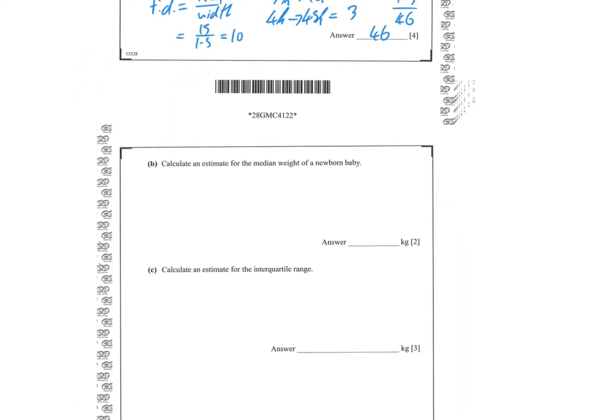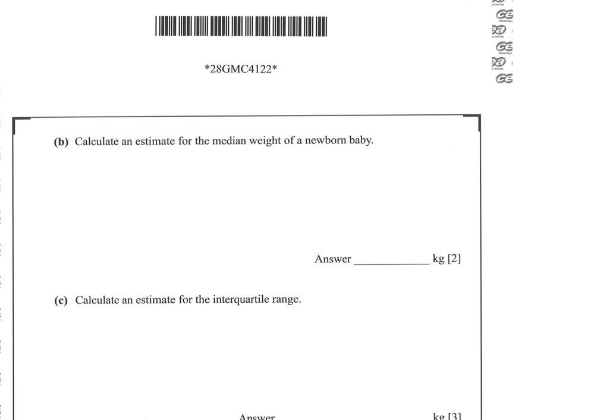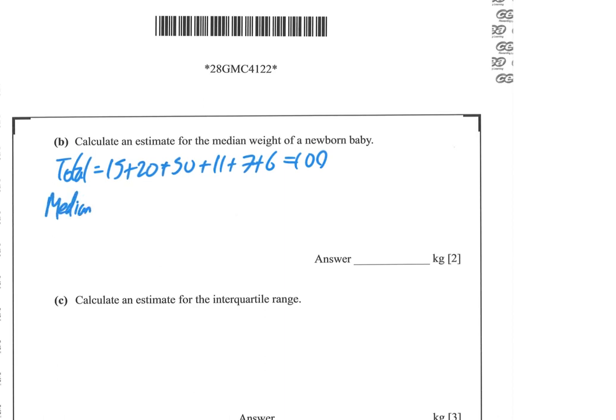Okay, the next one says calculate an estimate for the median weight of a newborn baby. Okay, your total, if you add everything up, first of all, you had 15 plus 20 plus 50 plus 11 plus 7 plus 6, which is 109. Now, there's 2 ways you can find the median, and both of them they will accept. The median, you can either do just 109 divided by 2 in this case, which is going to be equal to the 54.5 value. All right, which would be fine.